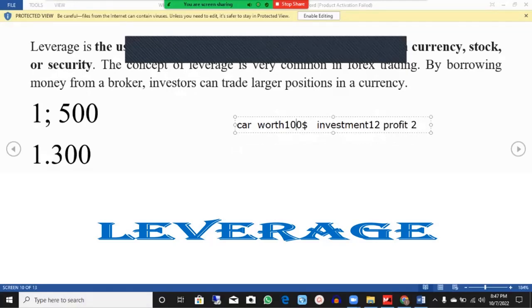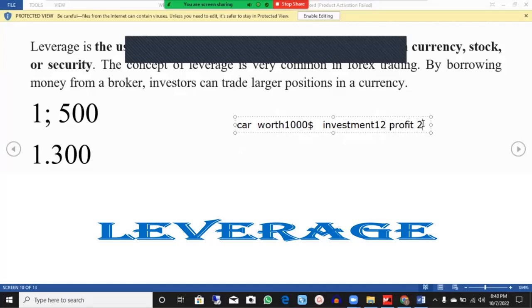The car is worth $1,000, but actually your investment was just $10. Now you went, you drove, you got a passenger, that means you traded with 0.01, which is worth $1,000. So you made $2 profit. So now the broker is seeing your capital, which is your investment, as $12.